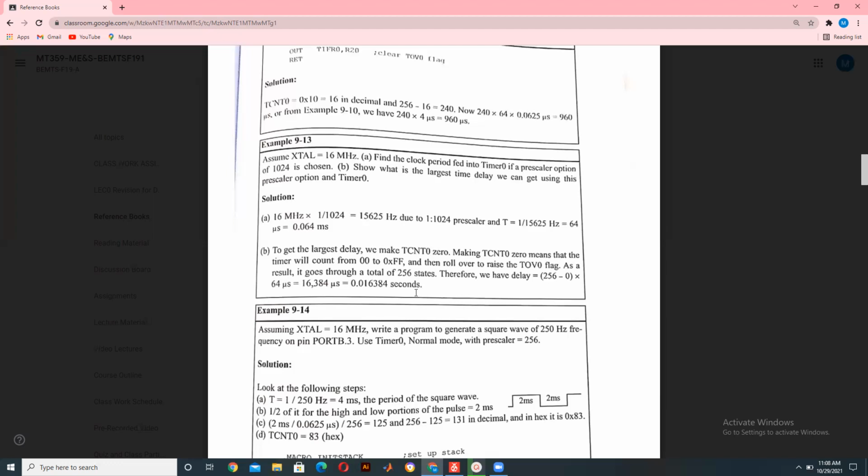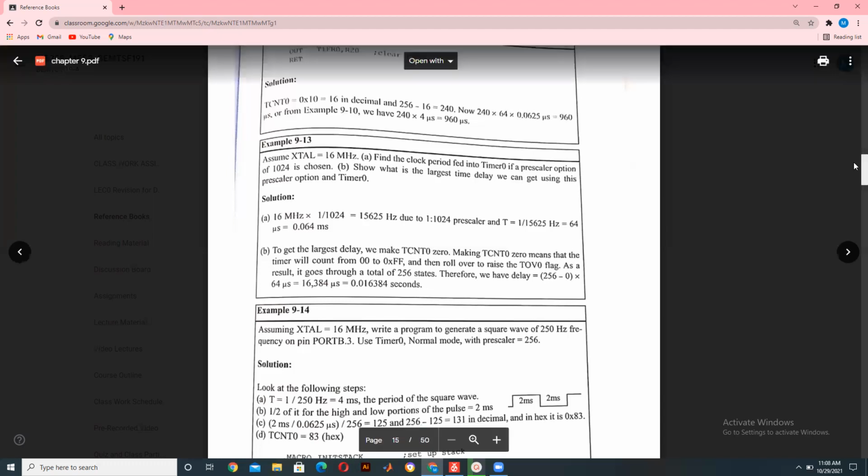To get the largest delay, we put TCNT0, the timer load, equal to 0. Making this 0 means that it can count from 0x00 to 0xFF. Then we roll over and TOV0 is set. As a result, it goes through a total of 256 states, and therefore we have a time delay of 256 minus 0 multiplied by 64 microseconds, which is equal to 16,384 microseconds.